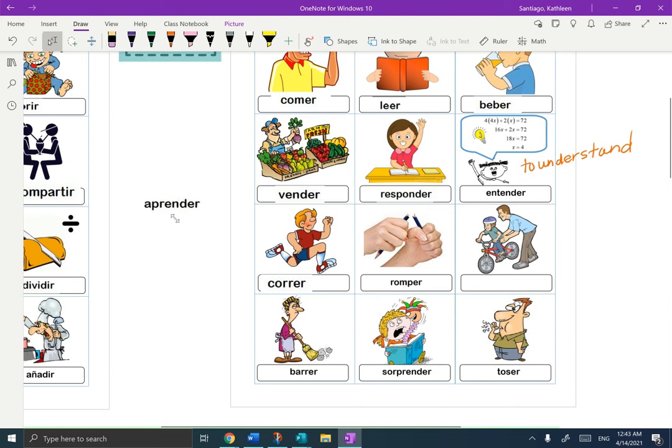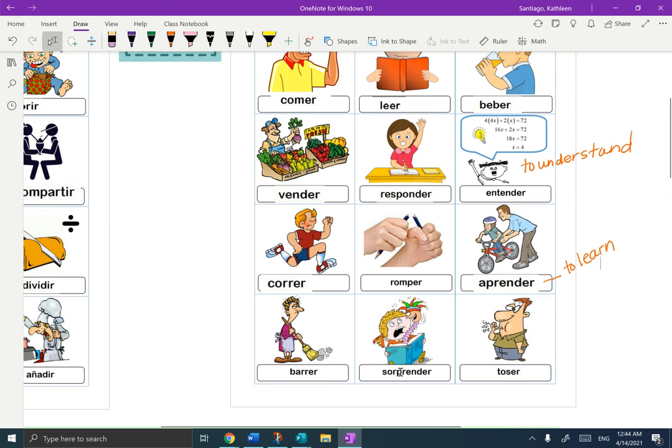Aprender kind of reminds me of entender. Aprender. Think of the word apprentice. Why do people have apprentices? Okay, the apprentice is learning, to learn. Aprender. On the bottom row, nothing for you to put in.